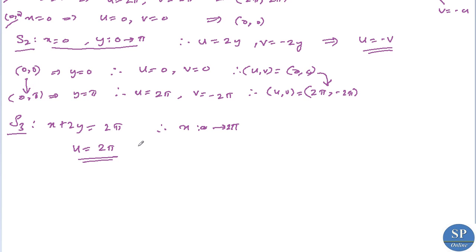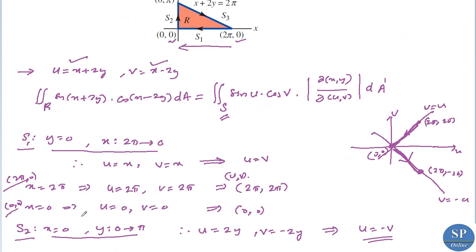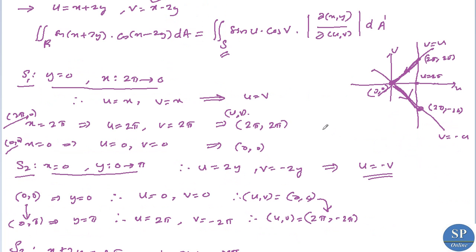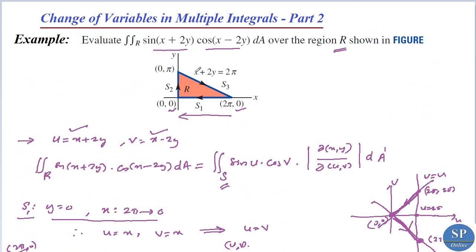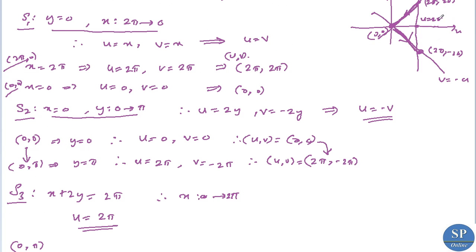That means at the point x equal to 2 pi, this is the line u equal to 2 pi in the uv plane. This is the point 2 pi and this is the point 2 pi, so the line will be like this. This will be the line u equal to 2 pi. Now this line S3 passes from (0, pi) to (2 pi, 0). So we got u equal to 2 pi as the image of S3. That means this line is the image.